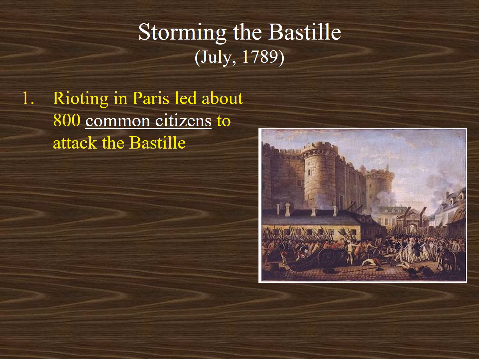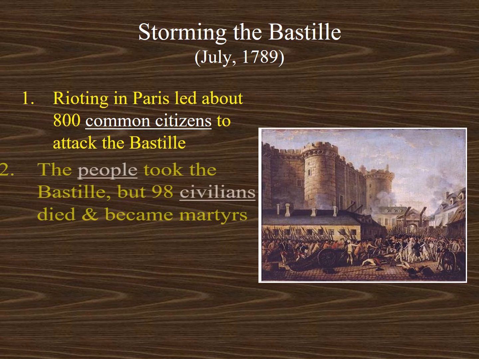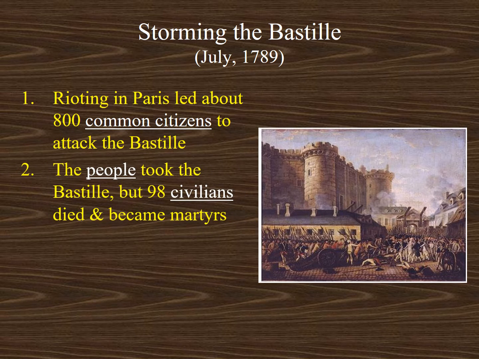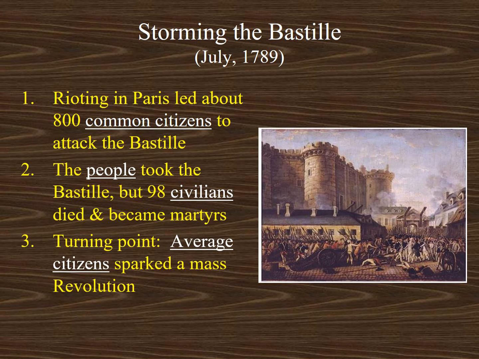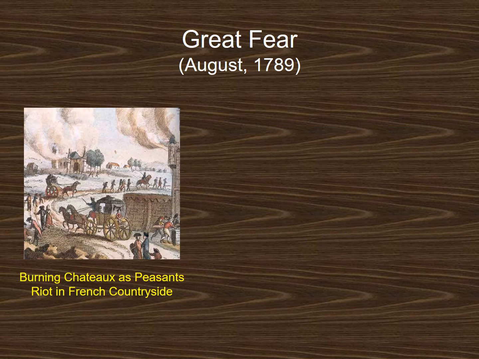This group of citizens successfully overran the soldiers who were guarding the building. However, nearly 100 of these individuals died. They became the first martyrs in the cause of the French Revolution. This was a turning point in French history. Average citizens sparked a mass revolution. The storming of the Bastille took place in the city of Paris.